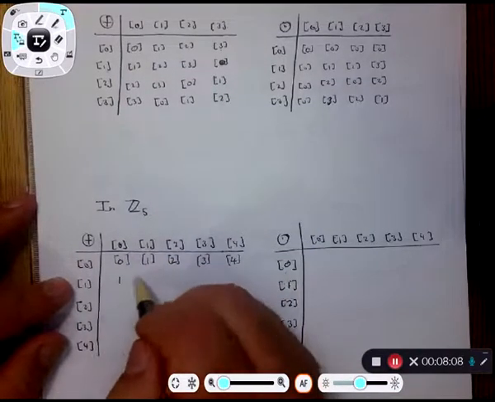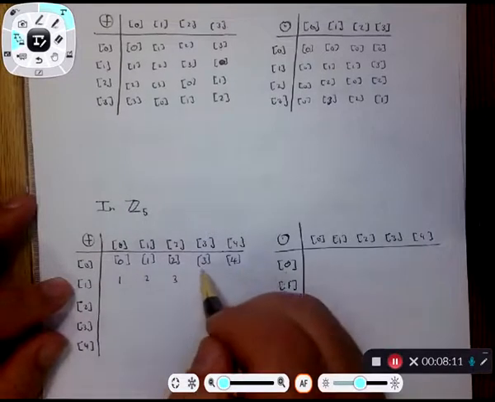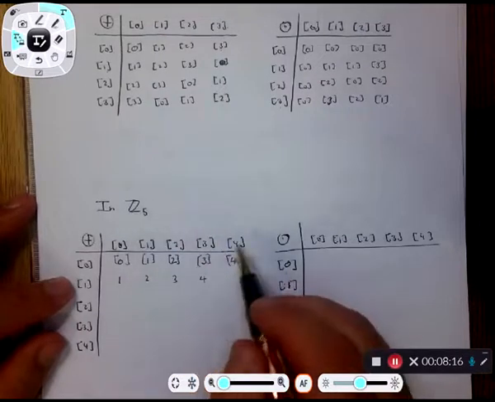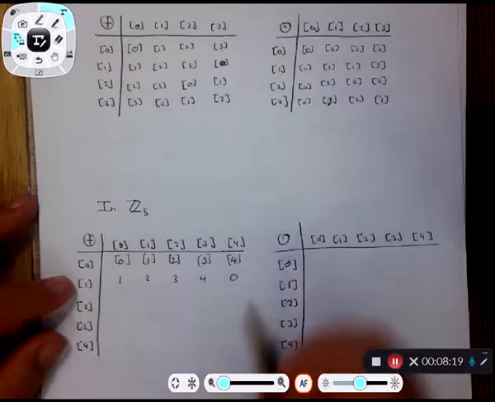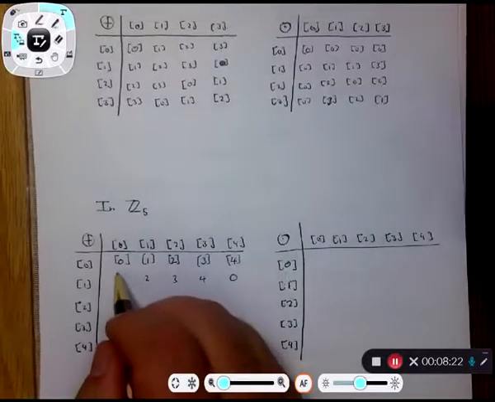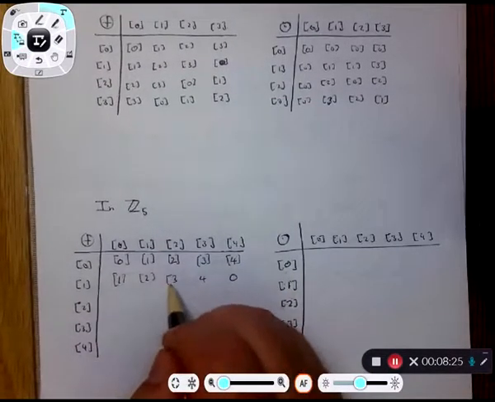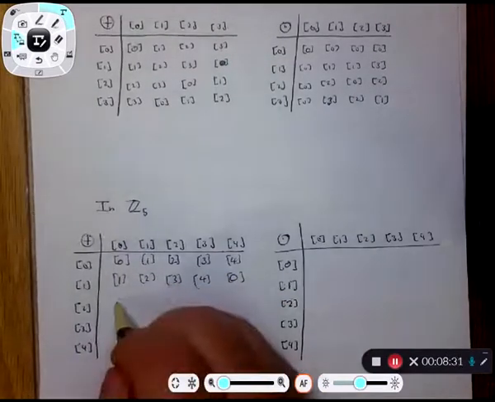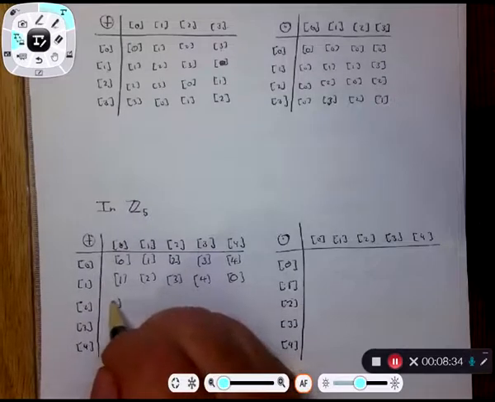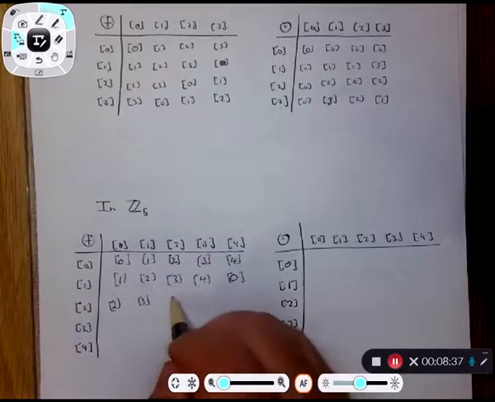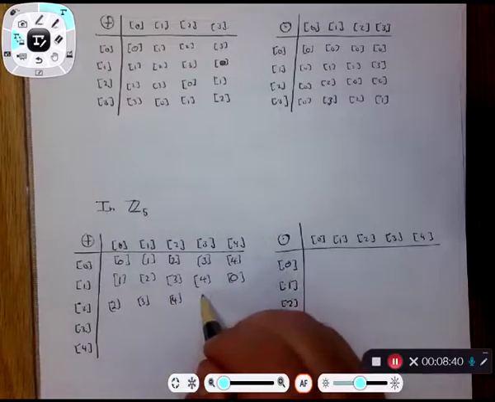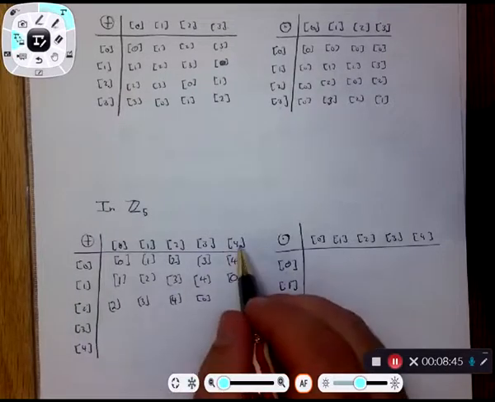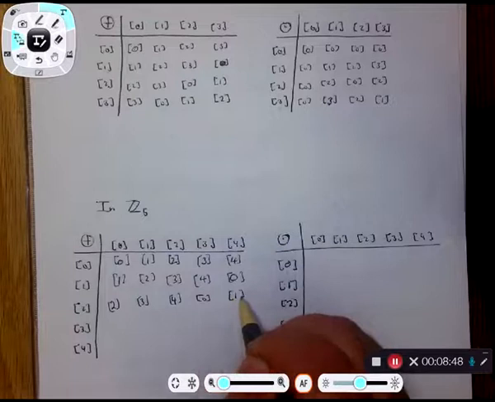1 plus 0 is 1. 1 plus 1 is 2. 1 plus 2 is 3. 1 plus 3 is 4. Remember, we're in Z5. And 1 plus 4 is 5, but in Z5, that's equivalent to 0. And again, I put pointed brackets around to denote the fact that these are equivalence classes. 2 plus 0 is 2. 2 plus 1 is 3. 2 plus 2 is 4. 2 plus 3 is 5, but 5 is equivalent to 0. And 2 plus 4 is 6, and in Z5, 6 is equivalent to 1.